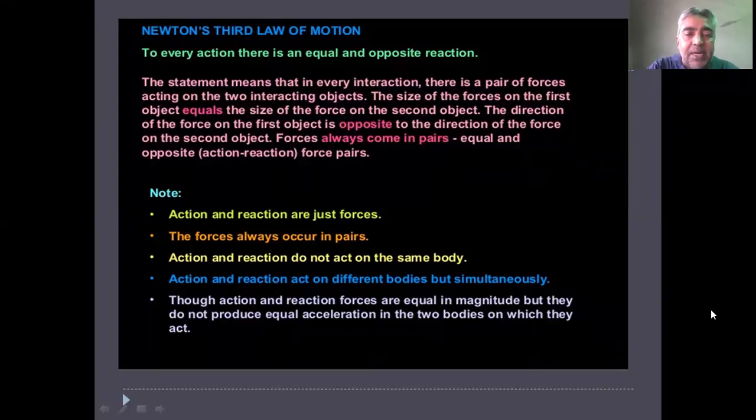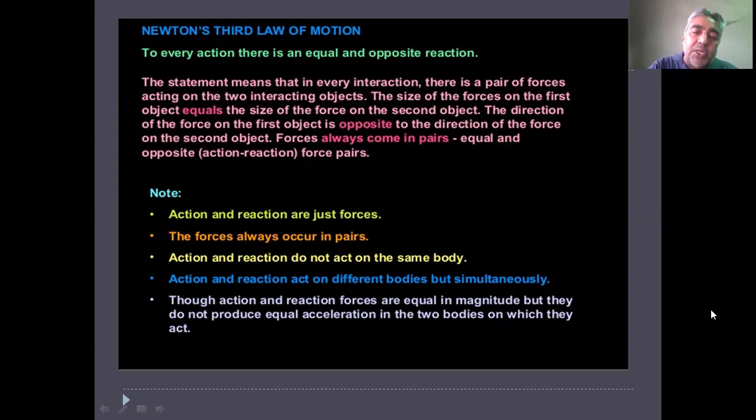The statement means that in every interaction, there is a pair of forces acting on the two interacting objects. The size of the force on the first object equals the size of the force on the second object. The direction of the force on the first object is opposite to the direction of the force on the second. So forces always come in pairs, equal and opposite reactions. The statement of Newton's third law of motion is: to every action there is an equal and opposite reaction.